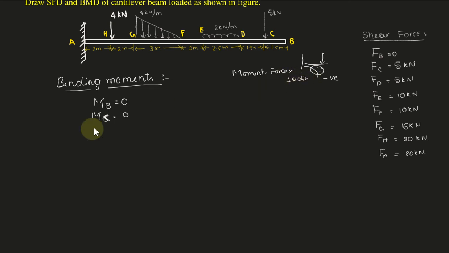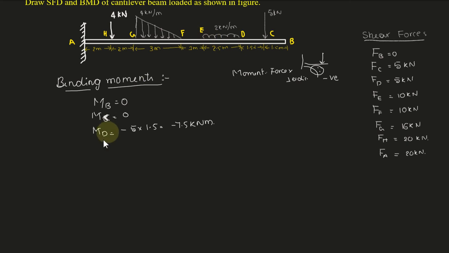Distance perpendicular to the force. Okay, so MD we need to find out. We have one force multiplied by distance up to D, so 5 kilonewton multiplied by distance 1.5. That is a negative bending moment: 5 into 1.5, you will get minus 7.5 kilonewton meter. That is the bending moment at D.